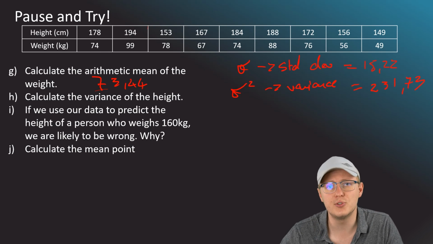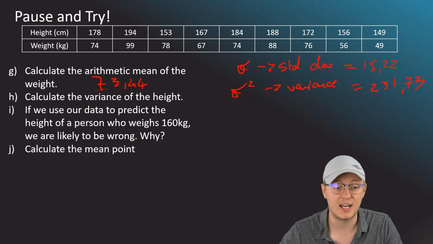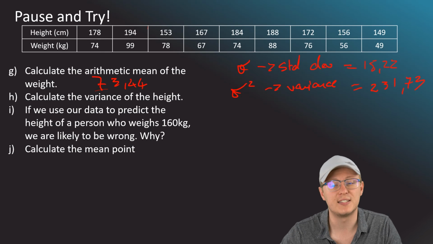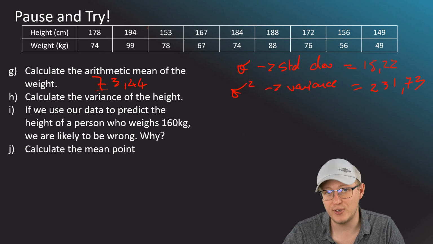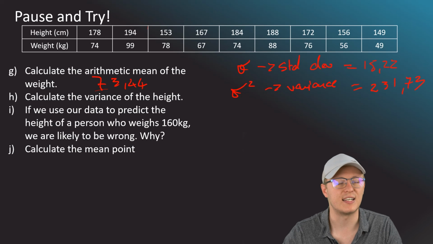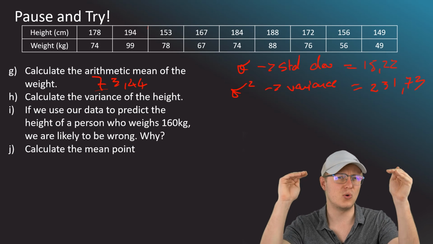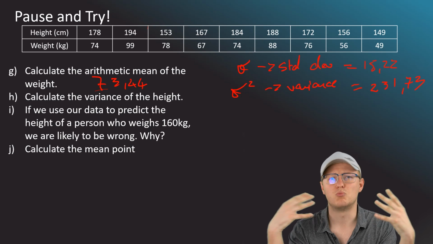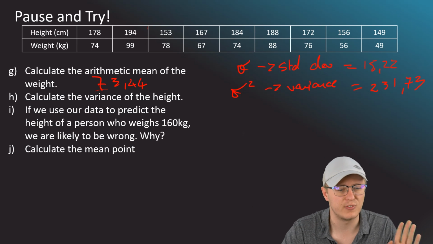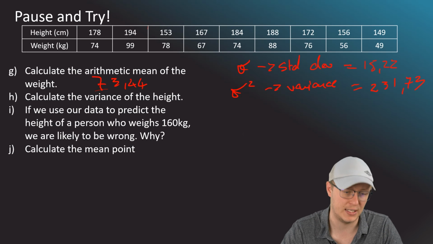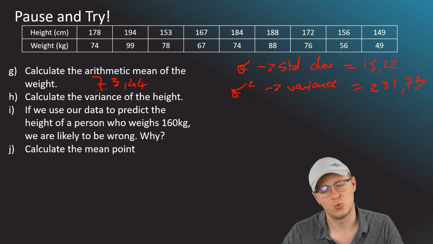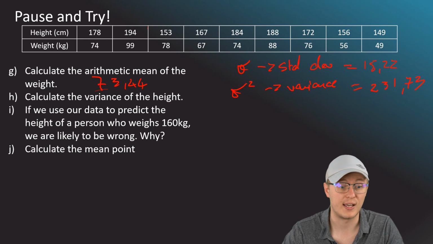So if we use this weight of 160 to predict a height, we would be extrapolating big time. And it's very likely that the trend doesn't continue. So past a certain point, as people get heavier, it's probably not that they're getting taller, it's probably that they're getting wider, maybe a bit more muscular if they're bodybuilders or rugby players or something like that. So we'll be wrong there because we're extrapolating way outside of the data that we actually have.